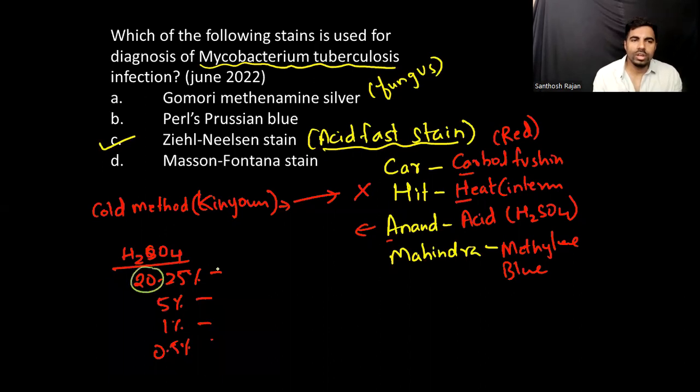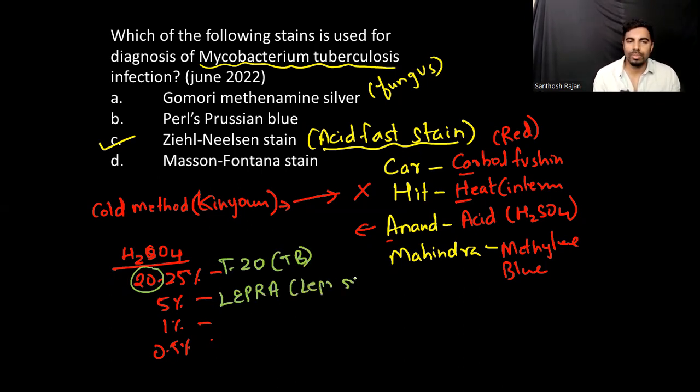For TB, you're using 20% H2SO4. 5% is for leprosy. Remember lepra reactions, lepra type 1, type 2 reaction. 5% is for leprosy, Mycobacterium leprae. And 1% is for all other things.